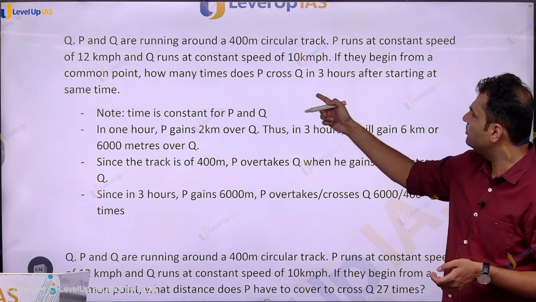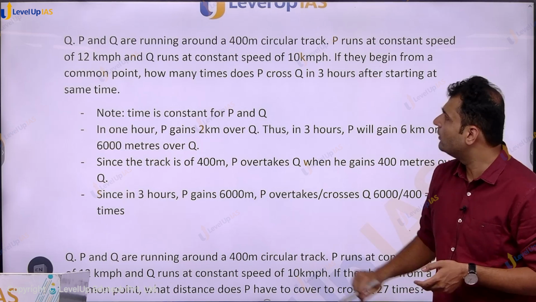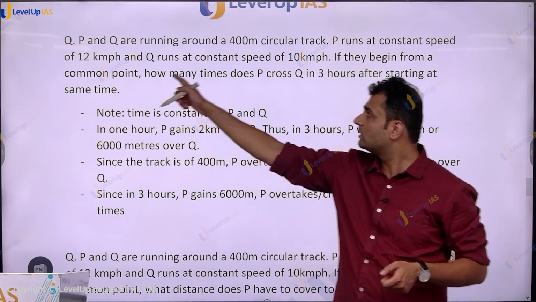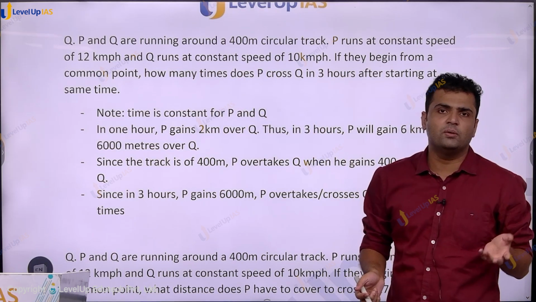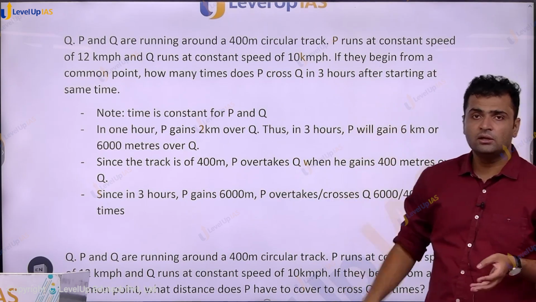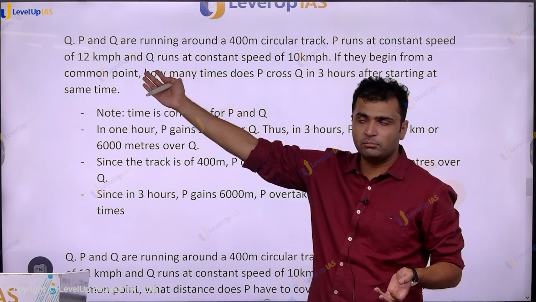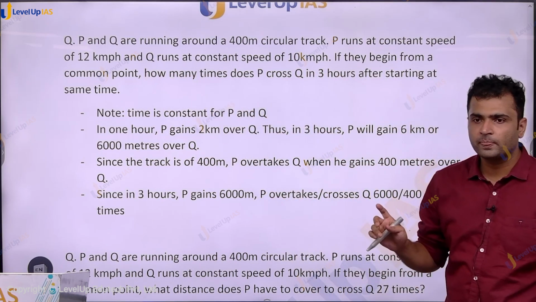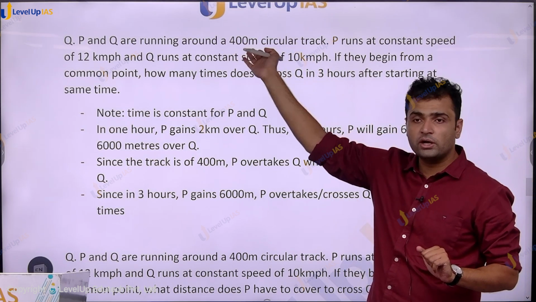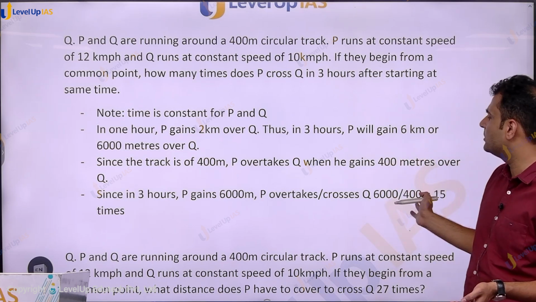Now, 3 hours of time is given. Time is constant for P and Q. In 1 hour, P runs at the speed of 12 km per hour. Q runs at the speed of 10 km per hour. So in 1 hour, P runs 2 kilometers extra, right? In 3 hours, which is the total time of running, P will run 6 kilometers extra compared to Q, right? He runs 2 kilometers more in an hour, so in 3 hours he will run 6 more. And what do we mean by 6 kilometers? If you compare it with the track, which is 400 meters, it is basically 15 rounds. Basically he will run 15 rounds extra, so 15 crossings.